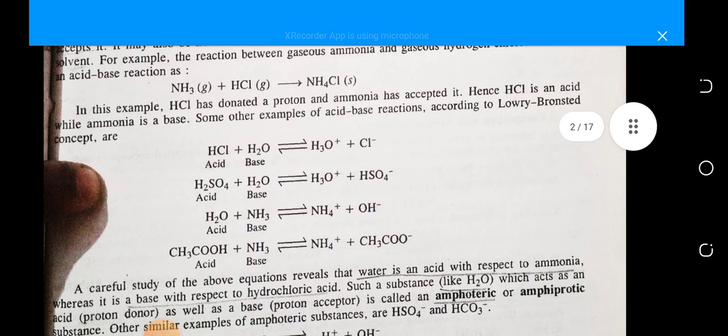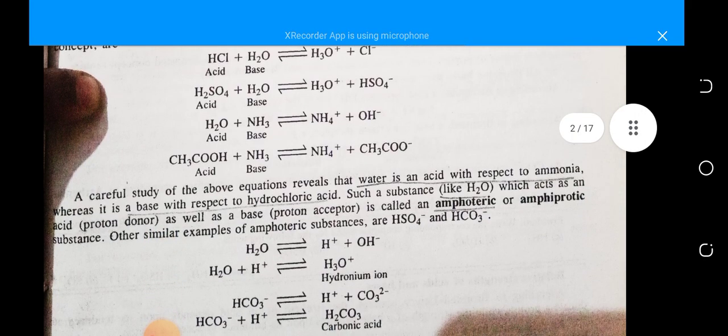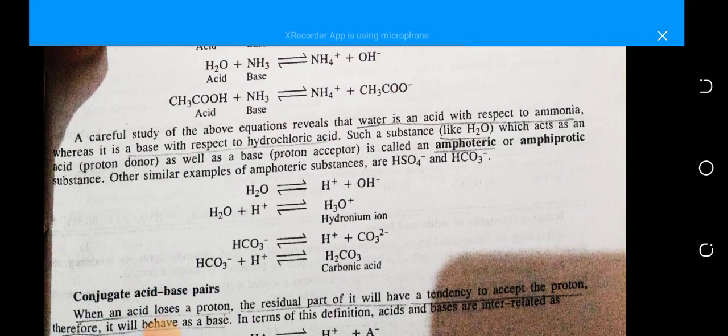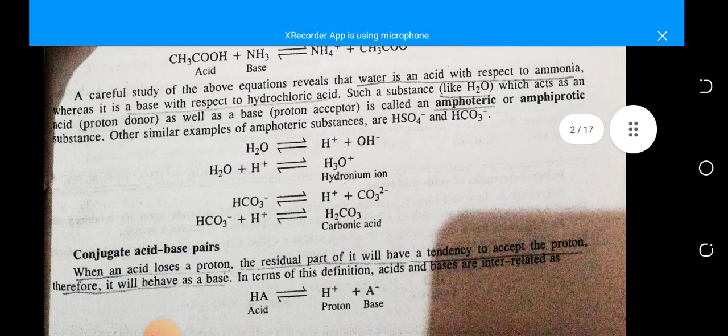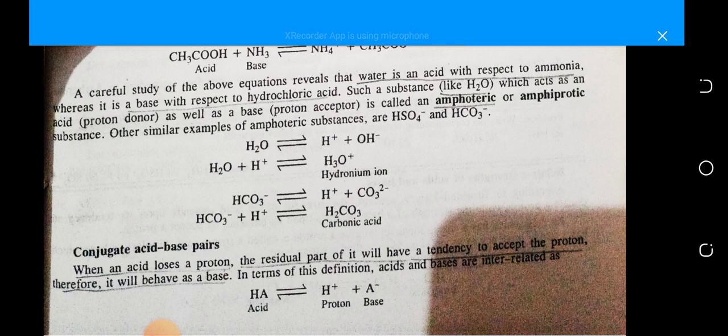Some other examples of acid-base reaction according to Lowry-Bronsted concept are HCl plus H2O giving H3O+ and Cl- ions. A careful study of the above equations reveals that water is an acid with respect to ammonia, whereas it is a base with respect to hydrochloric acid. A substance like H2O, which can act as an acid, a proton donor, as well as a base, a proton acceptor, is called an amphoteric or amphiprotic substance. Other similar examples of amphoteric substances are HSO4- and HCO3-.